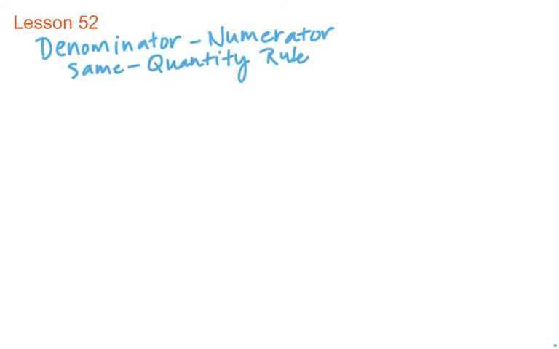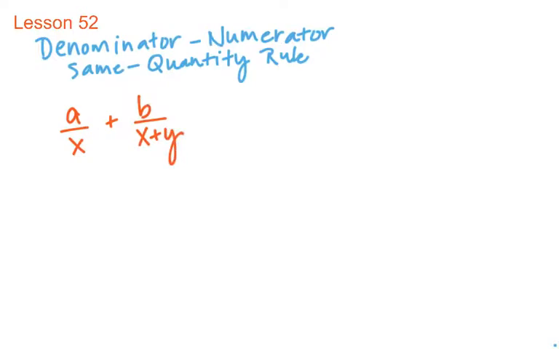The denominator and the numerator of a fraction can be multiplied by the same quantity without changing the value of the fraction, as long as you're not using 0. So it can be any other quantity, and we're going to do some examples that will show how this works. So they want you to add two fractions, a over x and b over x plus y.